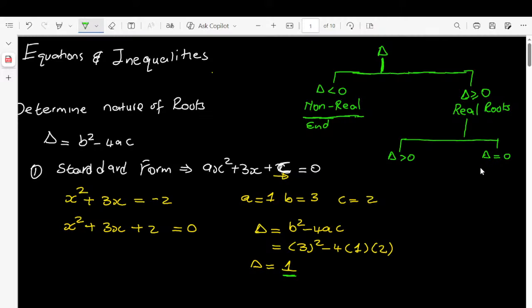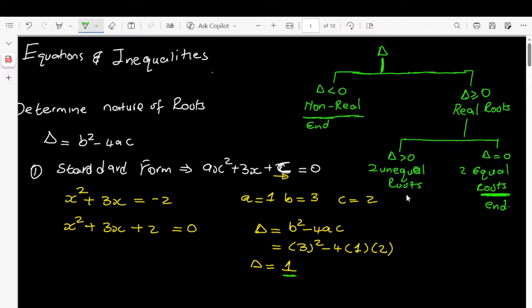So, if it's equal to 0, it's going to have equal roots. Someone can say two equal roots. And if it's greater than 0, it's going to have two unequal roots. Right. So if the discriminant is greater than 0, this is where we stop. This is the end.